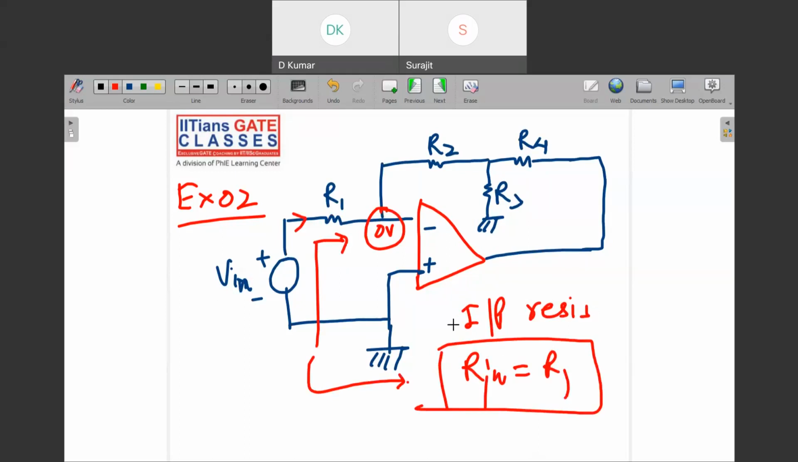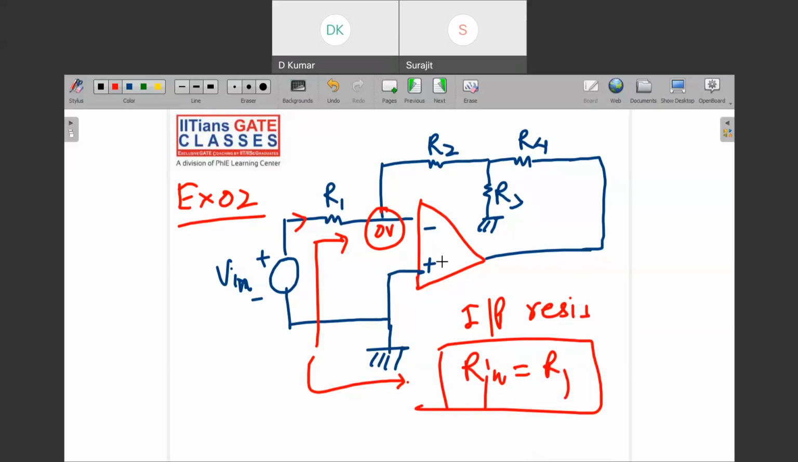If you're looking from here, you will get this. Sir, if the gain is not infinite, or the internal gain is finite, in that case we have to analyze the whole circuit for finding the Rin. Yes, then you will have to draw the equivalent circuit and replace this op amp with the help of a VCVS, the voltage controlled voltage source.